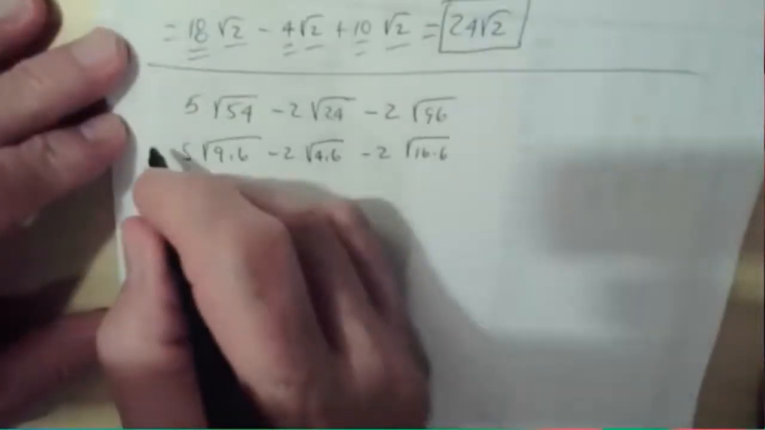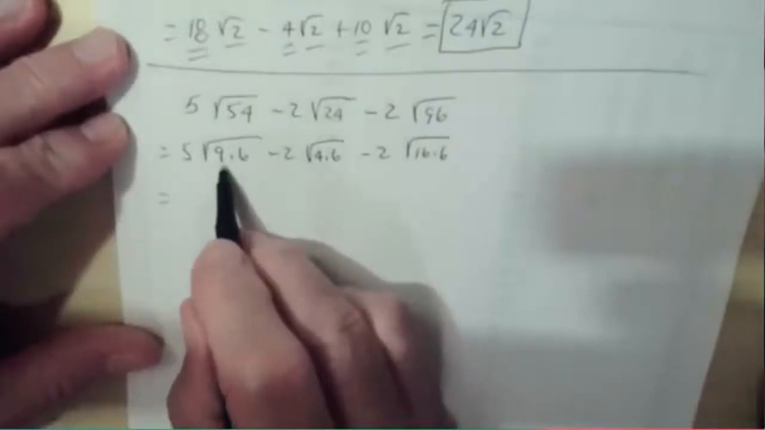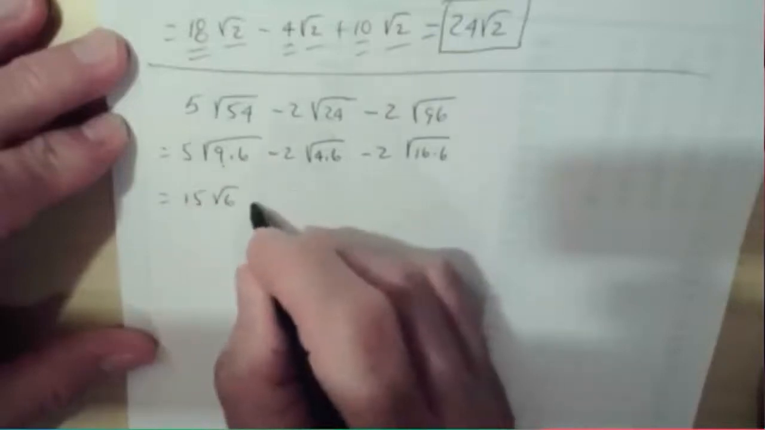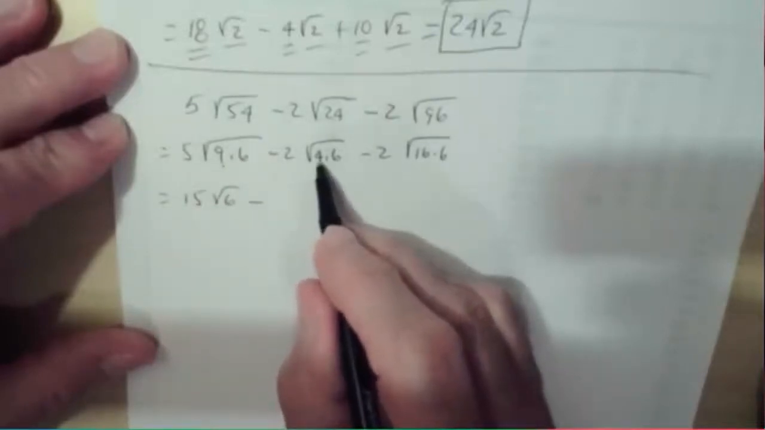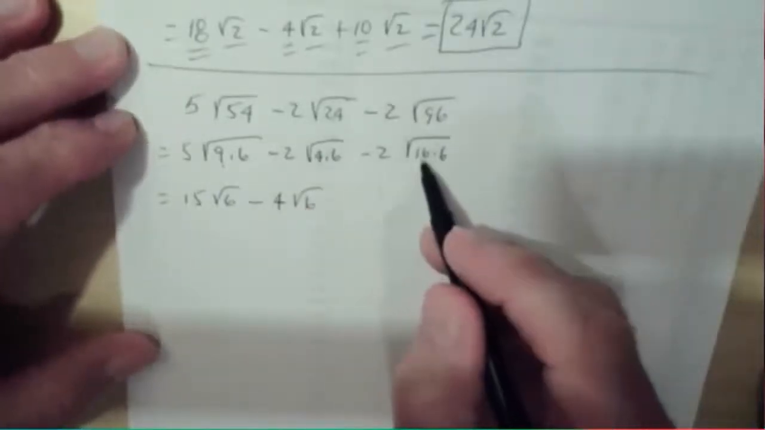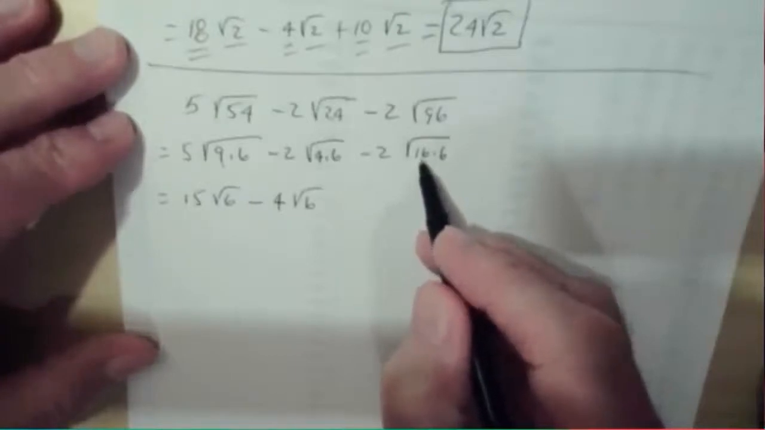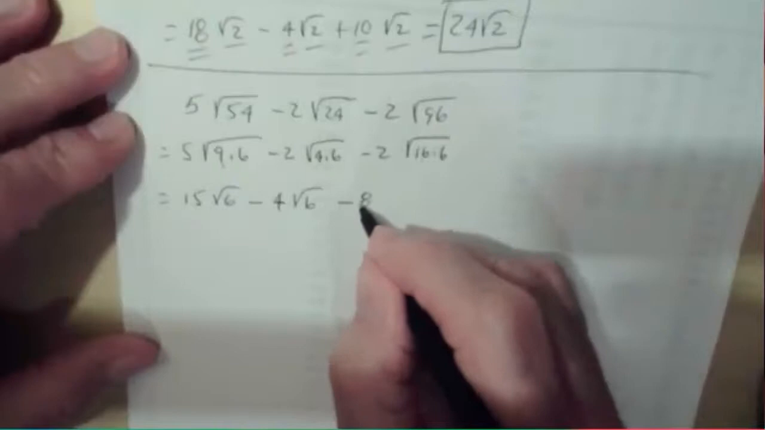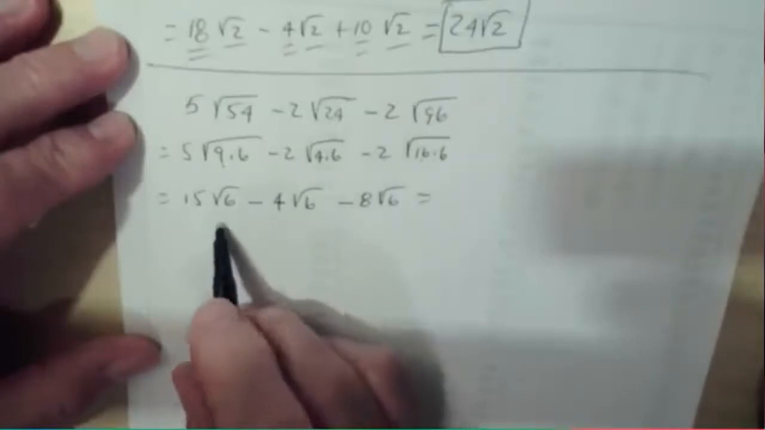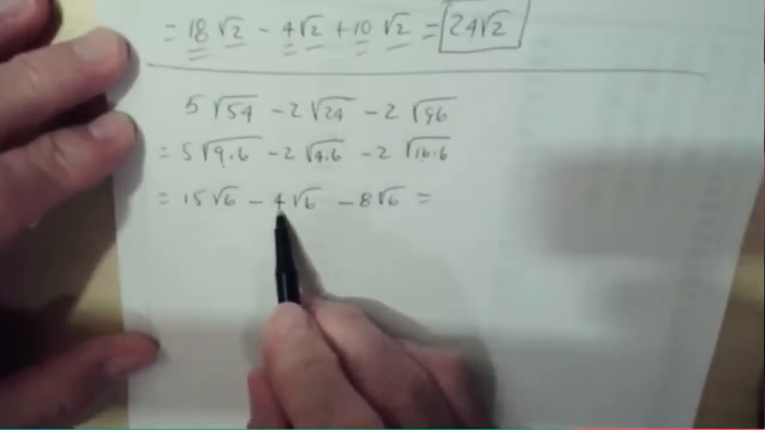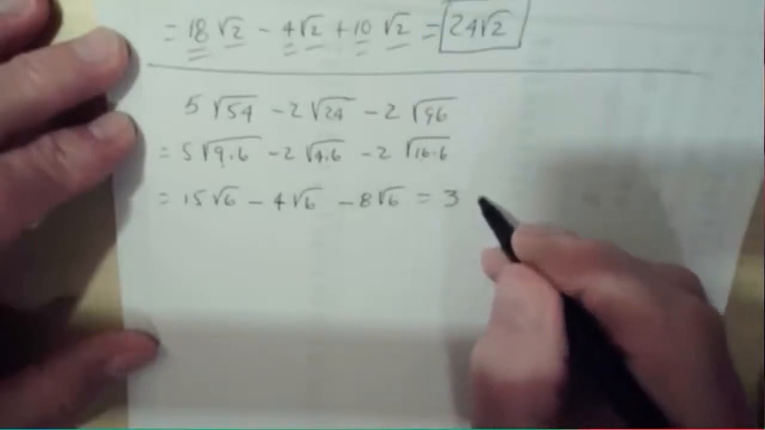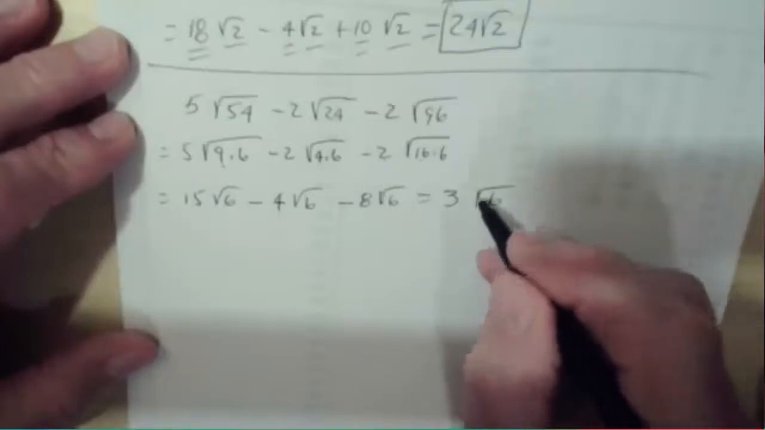Okay. The square root of 9 is 3. 3 times 5 is 15, square root of 6. Minus, the square root of 4 is 2. 2 times 2 is 4, square root of 6. The square root of 16 is 4. 4 times negative 2 is negative 8, square root of 6. So are these like terms? You betcha. 15 minus 4 is 11. 11 minus 8 is, I think, 3. 3 square root 6, I think.